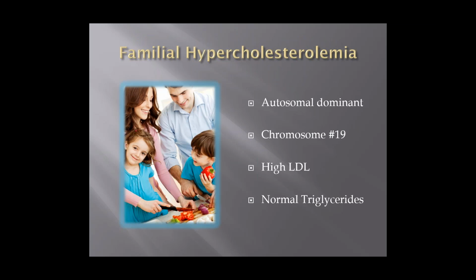I did want to mention one other pattern, and it has a long name, and I often can't say it: familial hypercholesterolemia. Basically this is a genetic trait. It's autosomal dominant, which means you only need one parent to pass it on. And for those of you who like a lot of information, it's chromosome number 19.